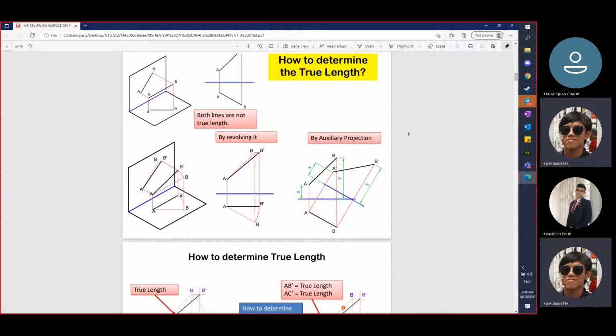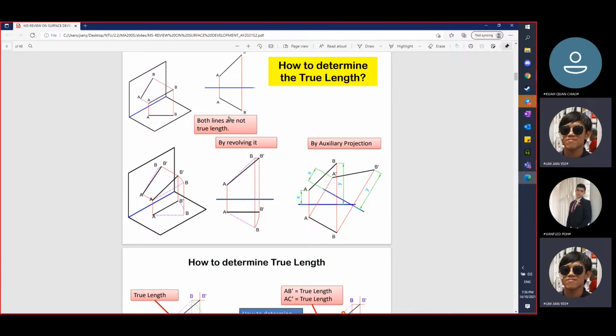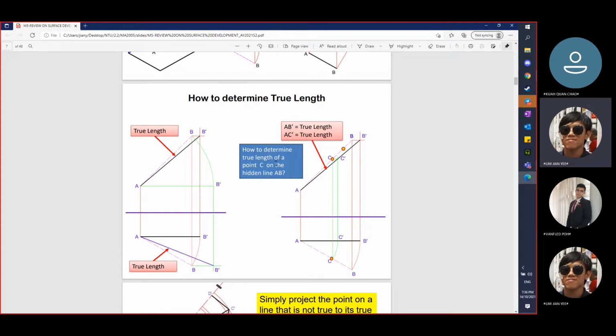So how do you determine true length? You flip it along the axis, with your protractor. When you have a true length, you can bring it down and find another true length. I'll share the slides later, so if you're not clear on some of them, you can ask me. Determine the true length of point C. These will be more useful when you are doing the question itself.